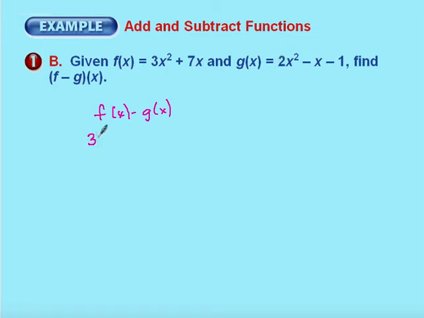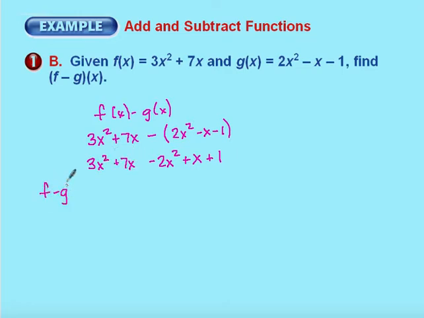Because my f of x function is 3x squared plus 7x, but I need to subtract the entire g of x function. In doing so, that's going to give me a negative 2x squared, a positive x, and a positive 1. And then I will go ahead and collect my like terms. So when I simplify f minus g of x, I end up with 1x squared, 8 x's, and a constant of 1. F minus g of x gives me x squared plus 8x plus 1.